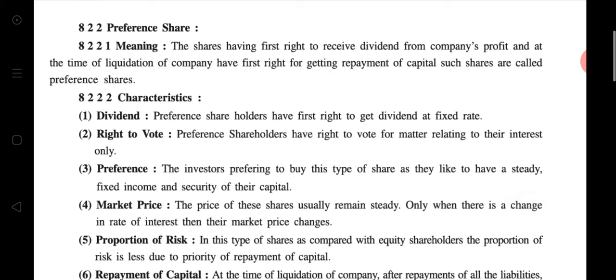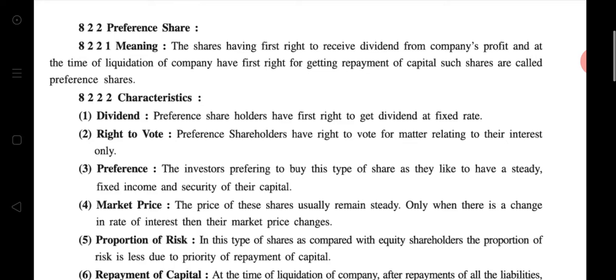Now characteristics. So first, dividend. So what is a preference shareholder? The meaning of preference shareholder is a person who has purchased preference shares, a purchaser of preference shares, that is called a preference shareholder. That means any person who holds preference shares and has purchased them, we will call them a preference shareholder. And these shareholders have a first right to get dividend at a fixed rate, whether there is profit or not.